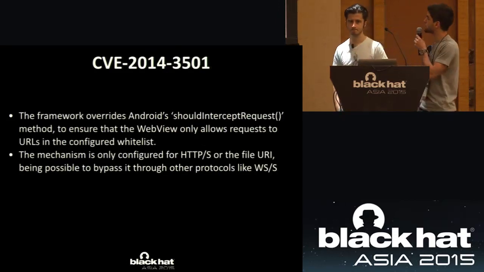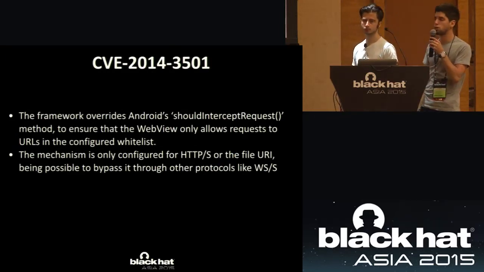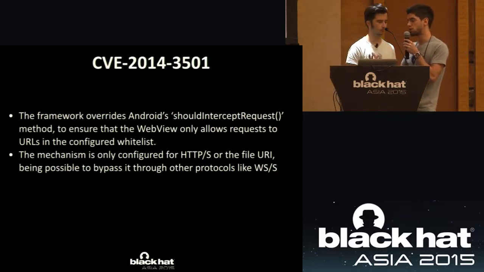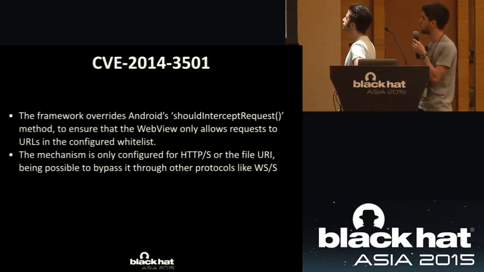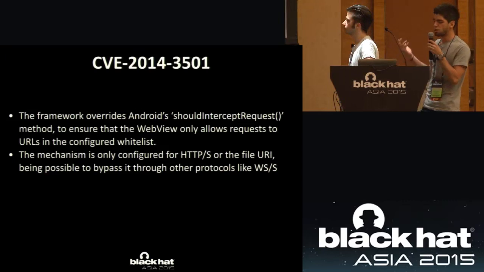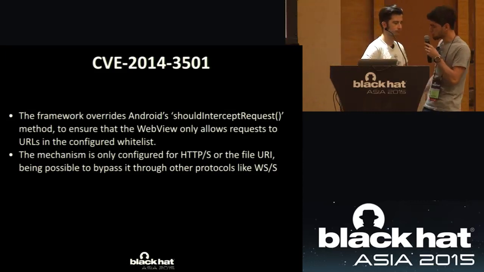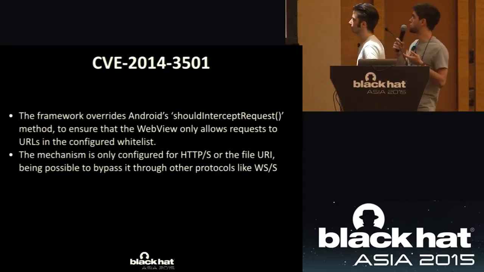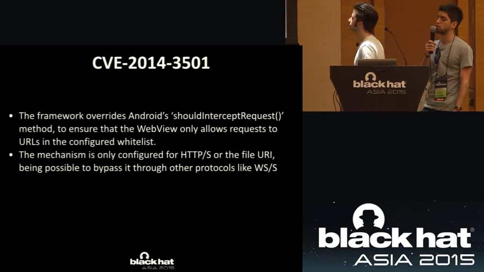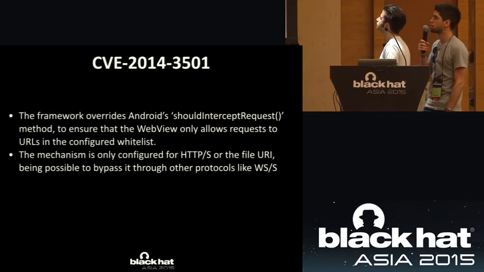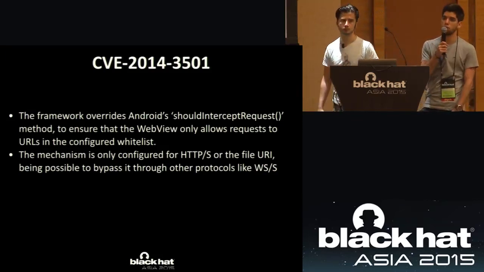And the second vulnerability is that the framework overrides the shouldInterceptRequest method to ensure that the WebView only allows certain protected or checked methods in order to show the website requested by the user. So this is kind of a whitelist security check. The problem with this is that they are only checking the HTTP or HTTPS protocol, but they are not checking WebSockets, WebSockets over SSL, or file. So if the attack doesn't work through HTTP or HTTPS, it doesn't matter because you can exploit the vulnerability through file or through WebSockets.